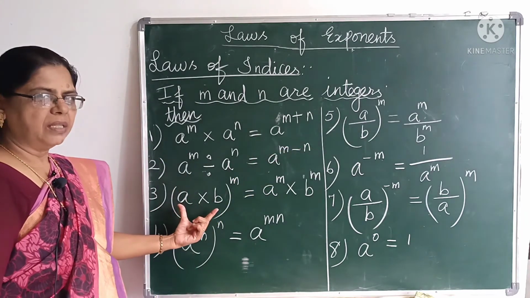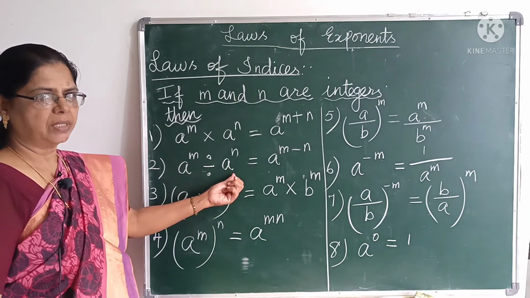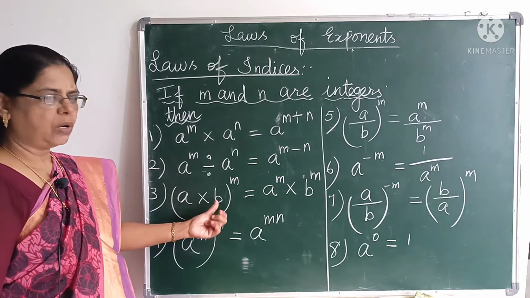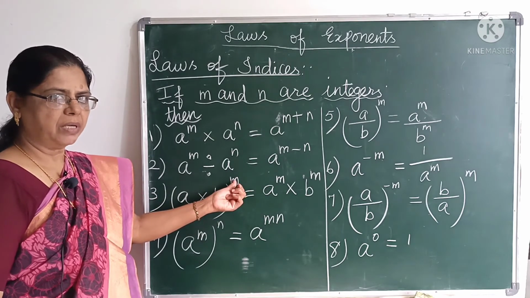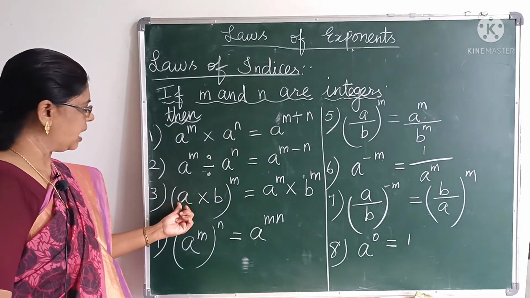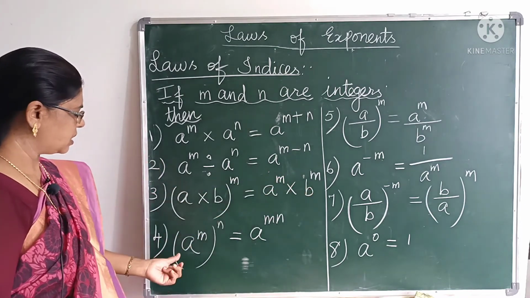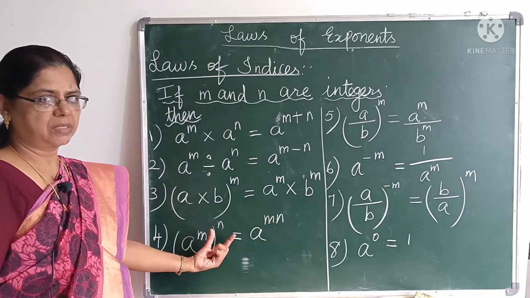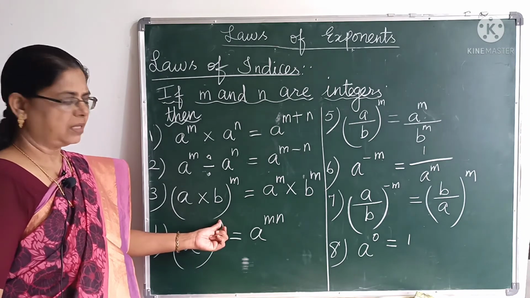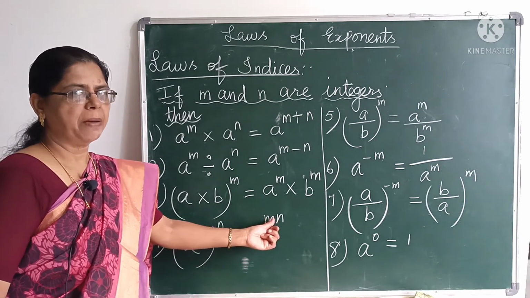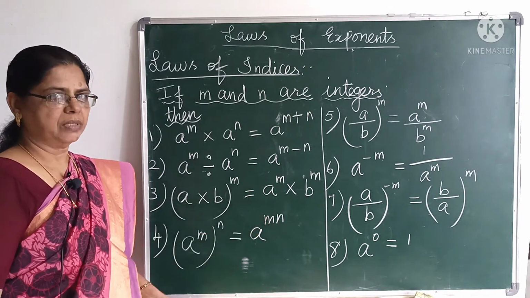Next one. There are two different bases but they have a common power. So a into b whole power m is equal to, give this power to the base separately, a power m into b power m. Next one. If there are double powers, what should you do? A power m, the whole power n is equal to a power mn. Whenever there are double powers, multiply the powers.